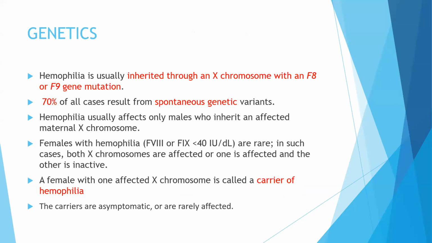Okay, genetics. Hemophilia is usually inherited on the X chromosome, from the father or from the mother. Majorly in hemophilia A and hemophilia B, gene mutations, just as we tackled earlier. 70% of all cases result from spontaneous genetic variants. Hemophilia usually affects only males. Most of our patients are males. We only have one patient who is female, who came as a result of acquired hemophilia. So almost all our patients are male who inherited an affected maternal X chromosome.